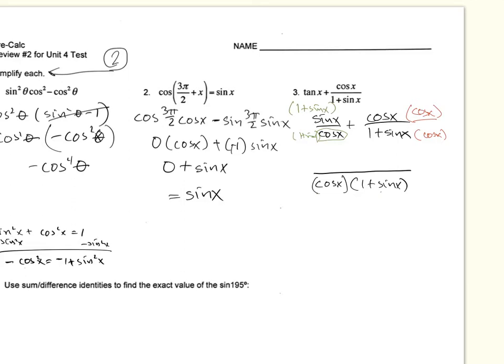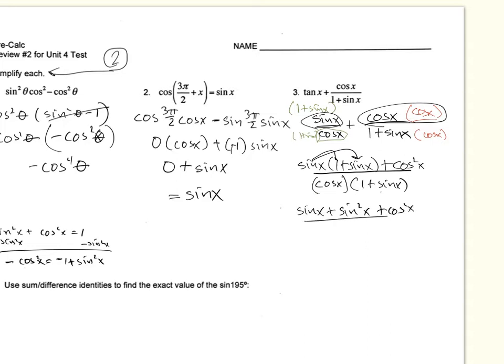So I'm going to put this first. Sine x times 1 plus sine x plus cosine times cosine is cosine squared x. Now be careful you don't start crossing stuff off, because the top isn't multiplication. The top is adding. So distribute first. My dear Aunt Sally told me that I should multiply first. So sine x plus sine squared x, and then plus the cosine squared x on top of the same denominator.